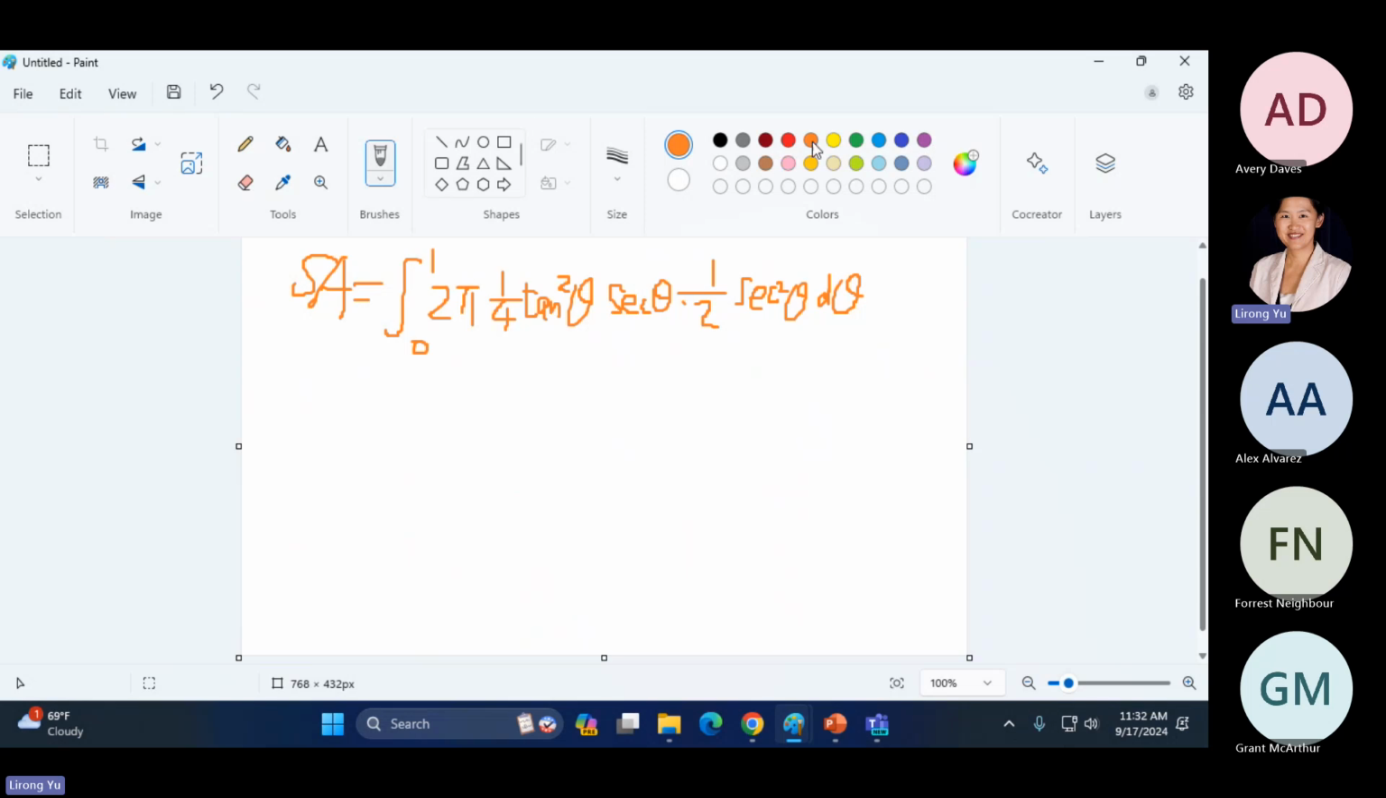We can't use this integration limit anymore because those are for x equal to 0 and x equal to 1. Since we have theta now, we should not write the integration limit until we switch back the variable. We will have pi over 4. The 2 is canceled, so we have tangent squared theta and secant cubed of theta.